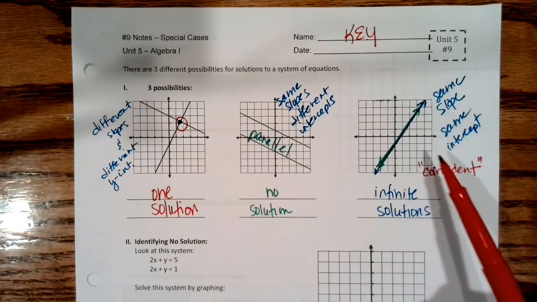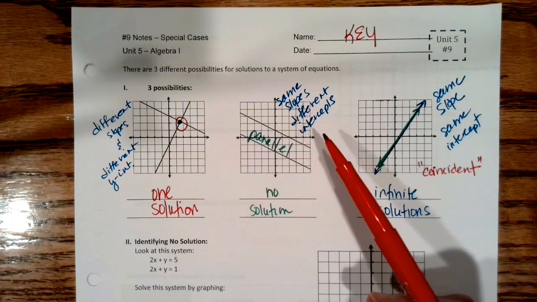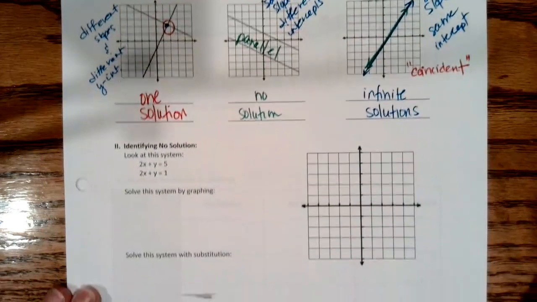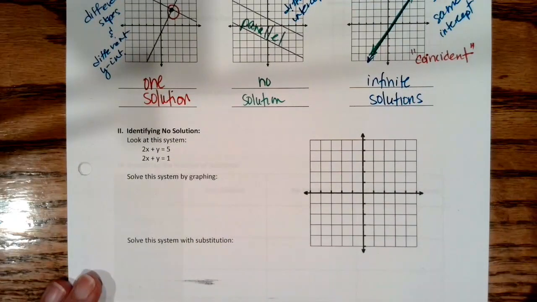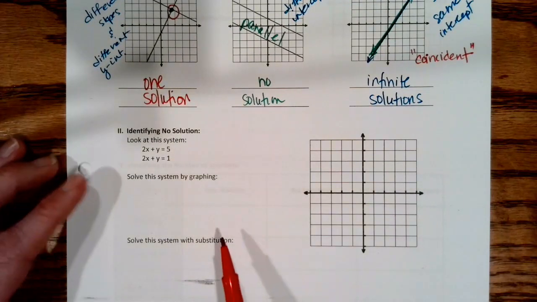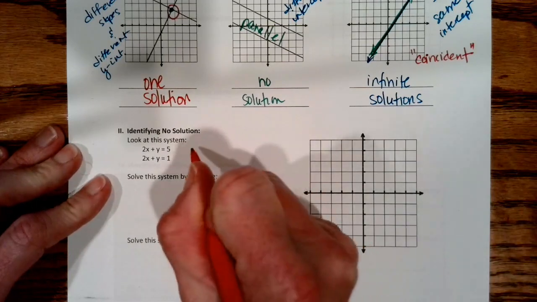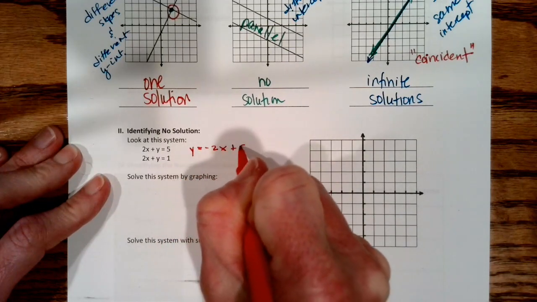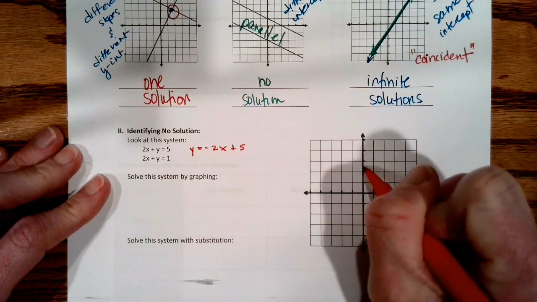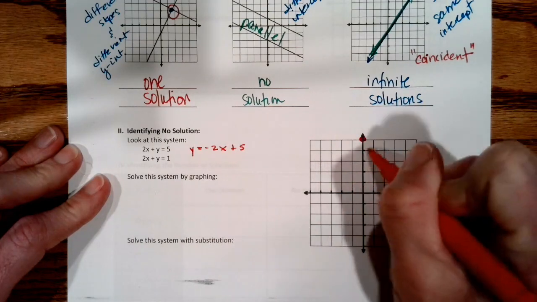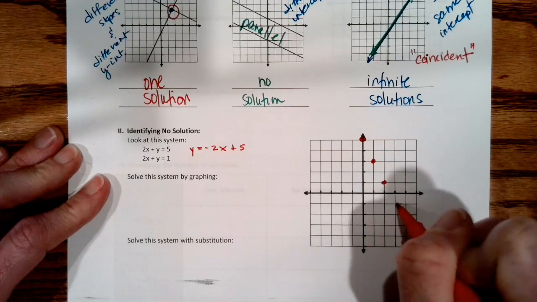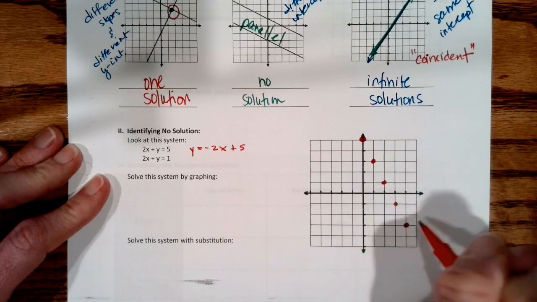So when you look at 2 equations, depending on whether they have different slopes and intercepts, same slopes and same intercepts, or same slopes but different intercepts, we can go ahead and look at their solution. Okay, so we can solve this system by graphing. Y is equal to negative 2x plus 5. 1, 2, 3, 4, 5. And slope of negative 2. Down 2 over 1, down 2 over 1.